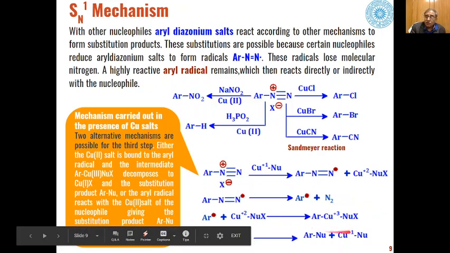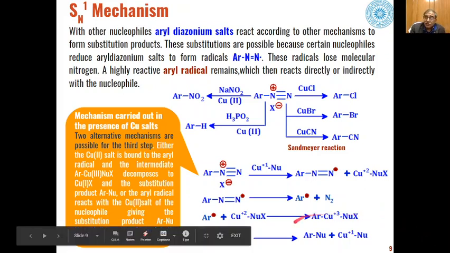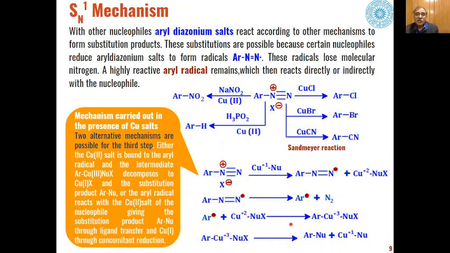Then this aryl free radical will react with this copper 2 nucleophilic salt formed, and this will form a complex with oxidation of copper 2 into copper 3. And then this aryl copper 3 nucleophile complex will undergo degradation to give us the product, and copper 1 nucleophile is generated back. So this is how these types of reactions through the radical mechanism can take place.